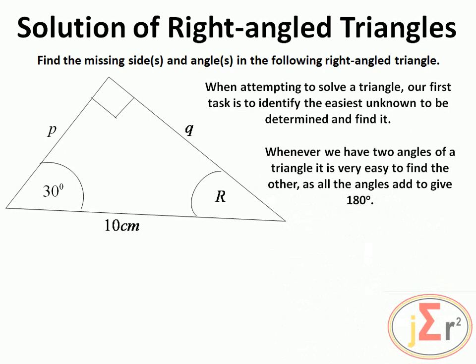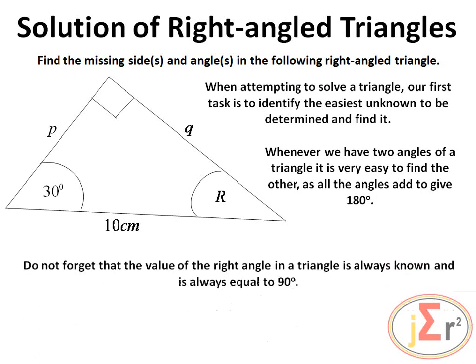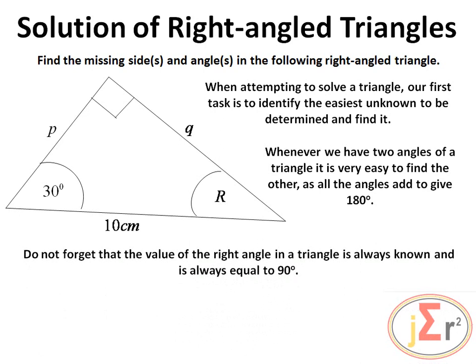Whenever we have two angles of a triangle, it is easy to find the other. So let us go straight ahead and find the missing angle because we have the other two. So let's progress. Do not forget that the value of a right angle in a triangle is always known. So the right angle in any right angle triangle is always known. Of course, it is equal to 90 degrees. And we are going to say that when we add all the angles, the answer is 180 degrees.